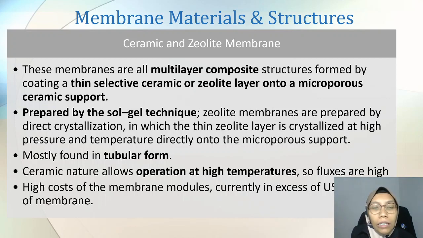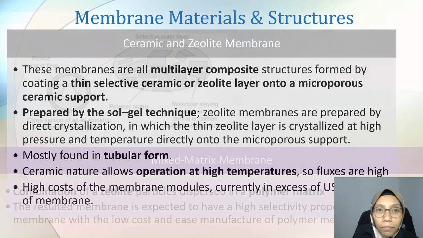The third membrane material is ceramic and zeolite membrane, where this type of membrane is formed by coating a thin selective ceramic or zeolite onto a microporous ceramic support. Basically they use a sol-gel technique, and you can find this type of membrane in tubular form. This type of membrane can also be used at high temperature, but for sure it is very costly.